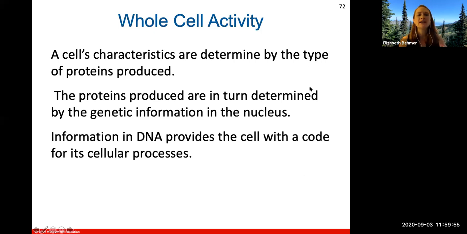The whole cell's activity, like we were talking about, a cell's characteristics are determined by the type of proteins that it produces. And the proteins produced within that cell are in turn determined by the genetic information in the nucleus. So the nucleus with the DNA contains the instruction code for what proteins to be produced, and that will guide or tell the cell what type of cell to be and what to do. So information in DNA will provide the cell with a code for its cellular processes, and DNA will provide this code in the form of protein.